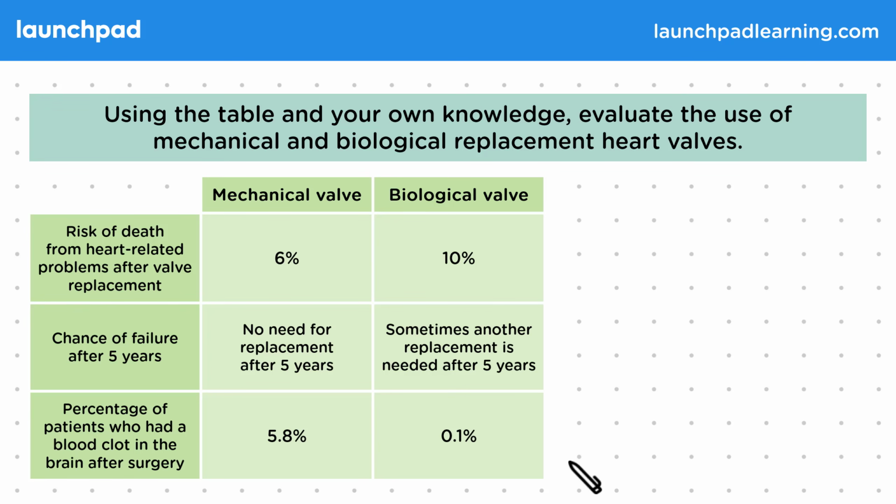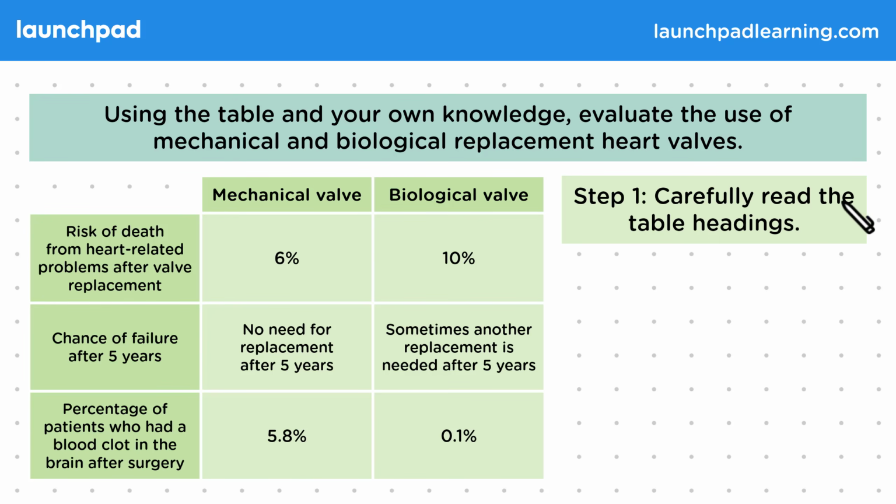So where do we start? Step 1. Carefully read the table headings. So the two headings in this table are mechanical valve and biological valve, so we know that the table compares mechanical and biological valves. So what are we comparing about these valves? If we look over in the left-hand column here, we can see different titles. So we're going to compare the risk of death from heart-related problems after valve replacement, the chance of failure after 5 years, and the percentage of patients who had a blood clot in the brain after surgery.